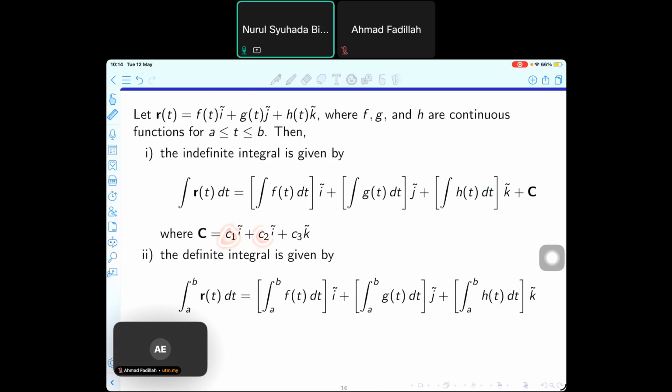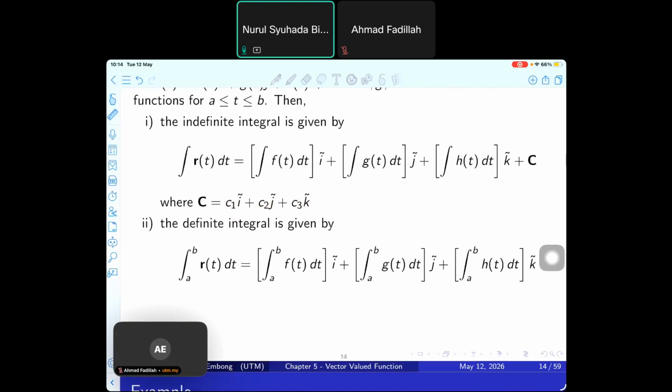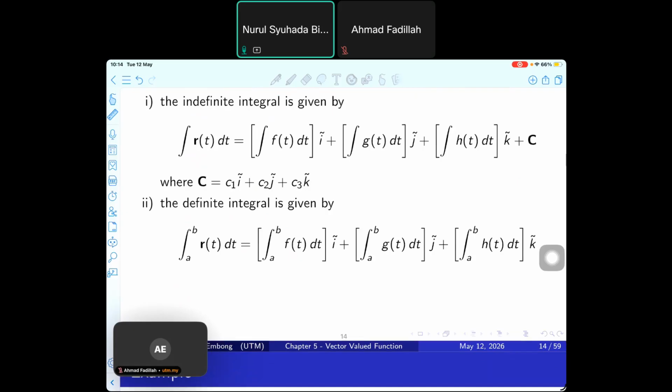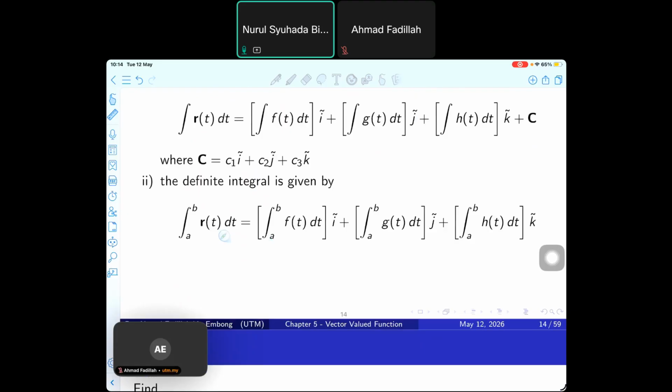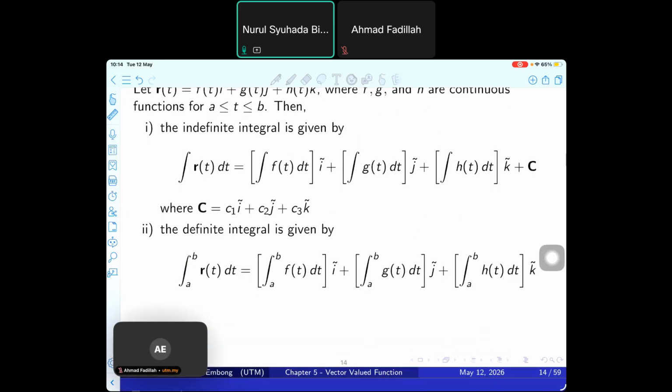So C1, C2, C3. After this, we are going to look at how to compute the integral of a vector. Then the definite integral is given by the following one. If we have limits on the integral, we just add the limits and compute the integral as usual. And then after we compute the integral as usual, we need to substitute the values of a and b.